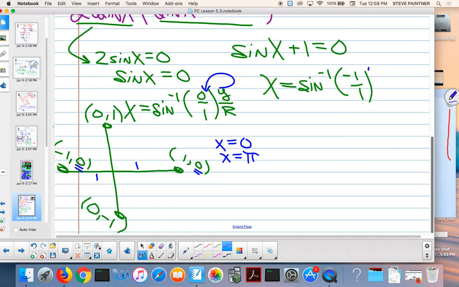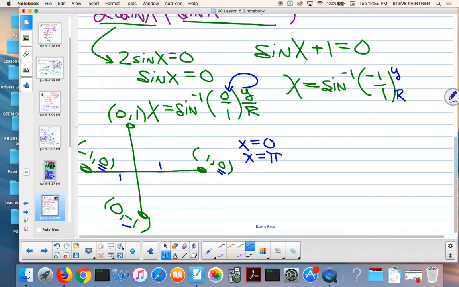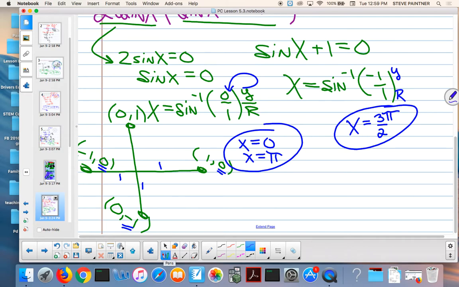This is y. This is r. Where's y? Negative 1. Right here. Here's y, negative 1 over the radius 1. You guys agree with 3 pi over 2? Okay, this one's 3 pi over 2. So between 0 and 2 pi, there are 3 answers. Or are there? Wouldn't there be 4 because 2 pi is included?